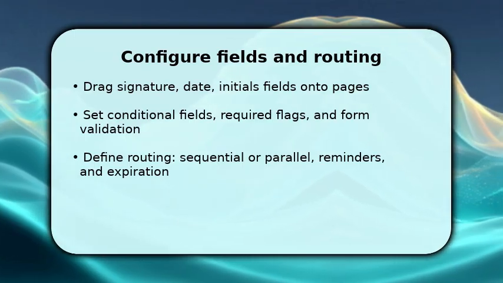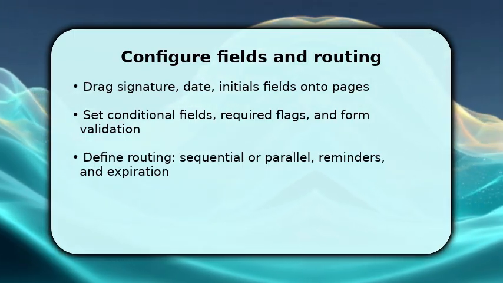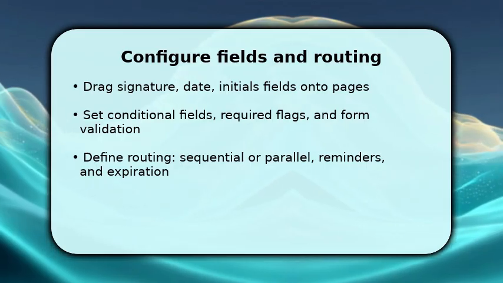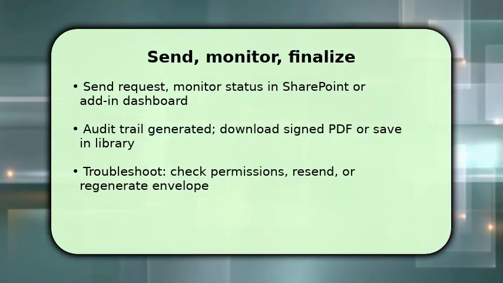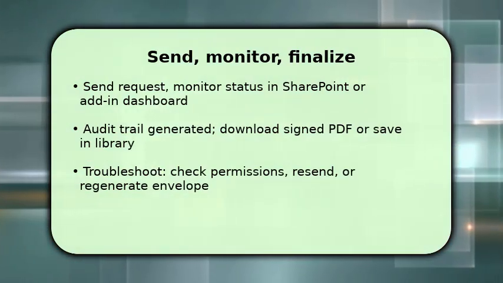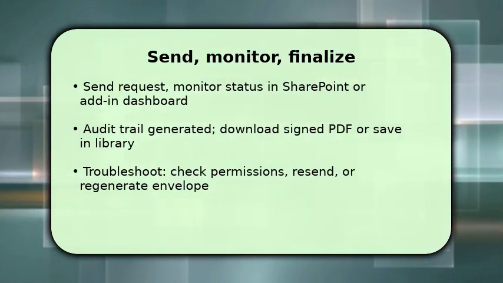Next, define routing, sequential for approvals or parallel to save time. Then set reminders and an expiration date so the process keeps moving without delays. You now send the e-sign request and monitor progress in the SharePoint library or the add-in dashboard.